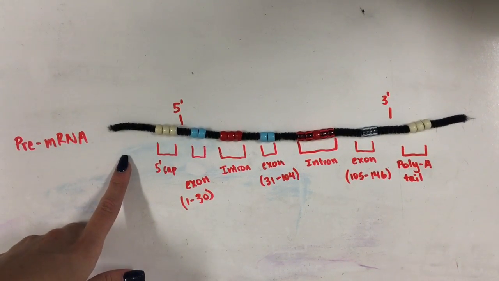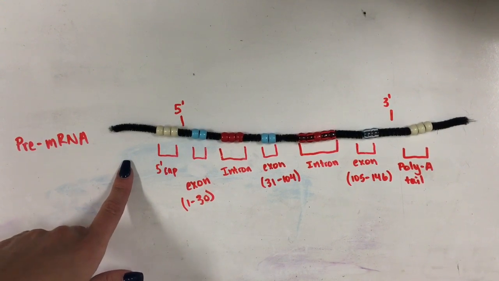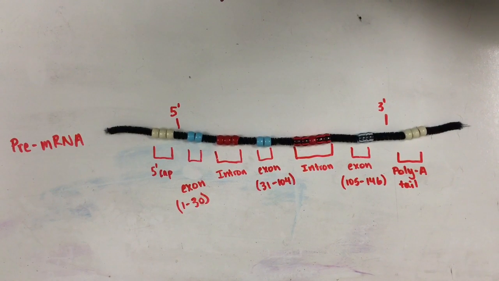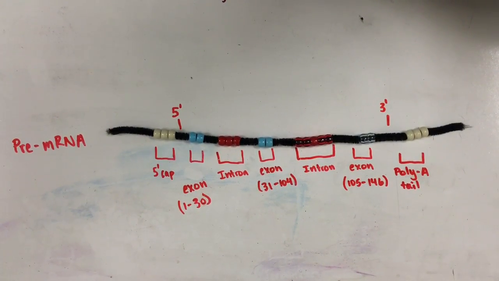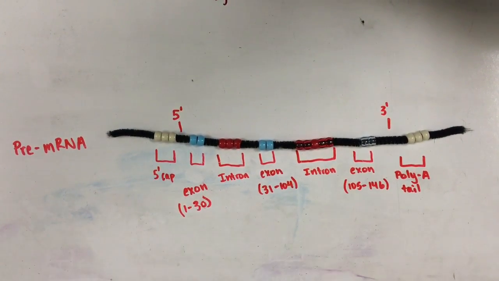Here is shown a pre-mRNA molecule. It codes for beta globin, one of the polypeptides of hemoglobin. The numbers under the RNA refer to codons. Beta globin is 146 amino acids long. So all of these make up the 146.